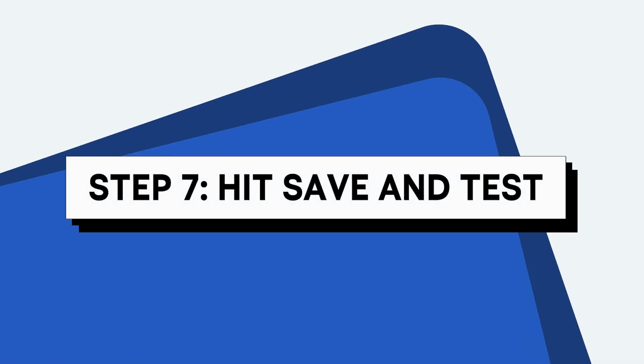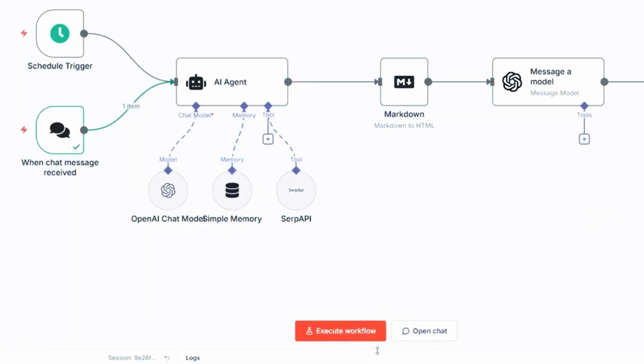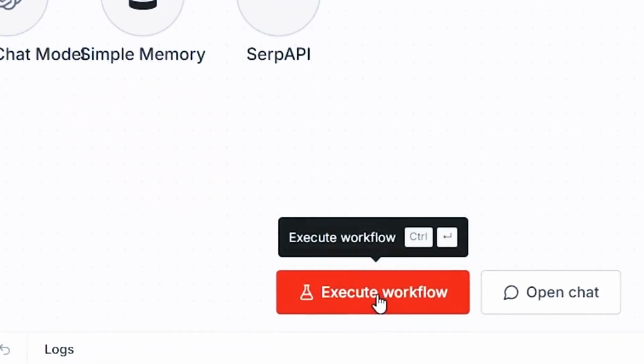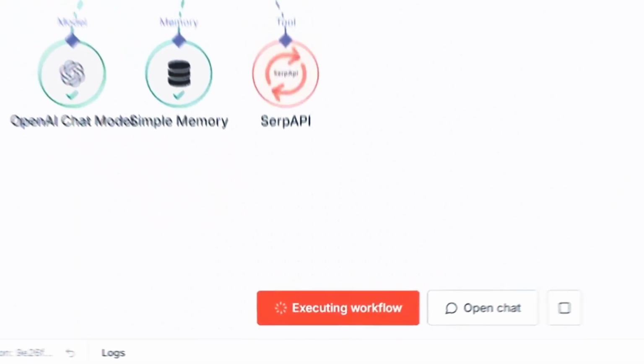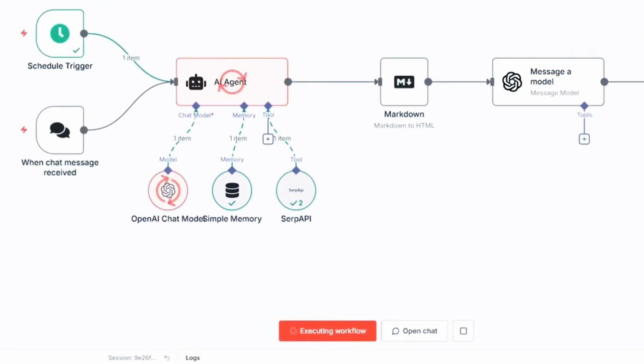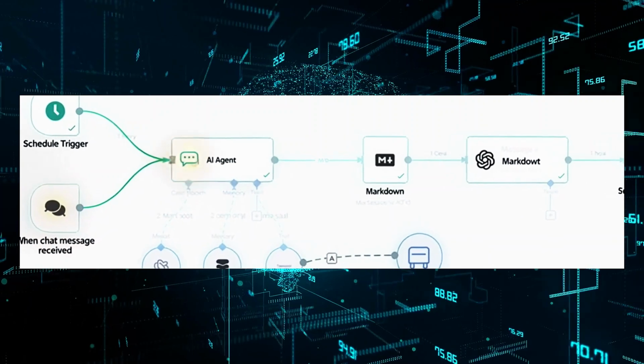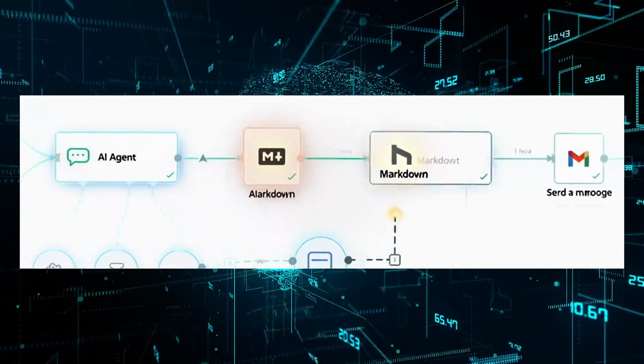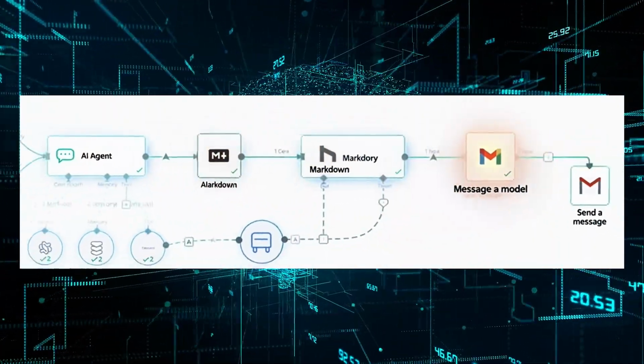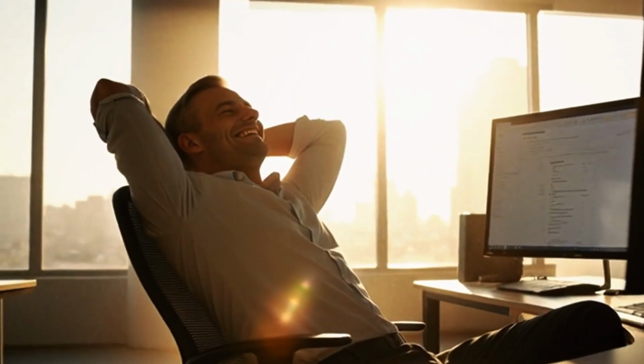Step 7, hit save and test. Click test workflow and watch it run in real time. You'll literally see the agent thinking, searching, writing, and sending. The whole thing takes about 20 seconds. And there it is, a fully functional AI agent that works every single morning without you doing anything. That's the power of this.